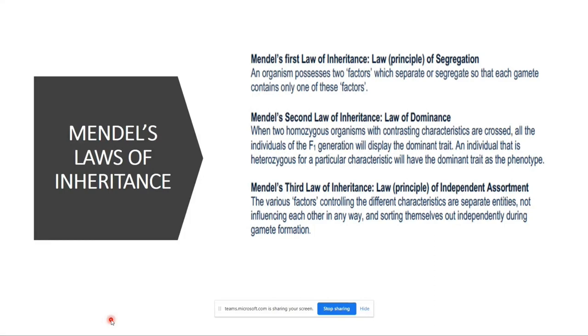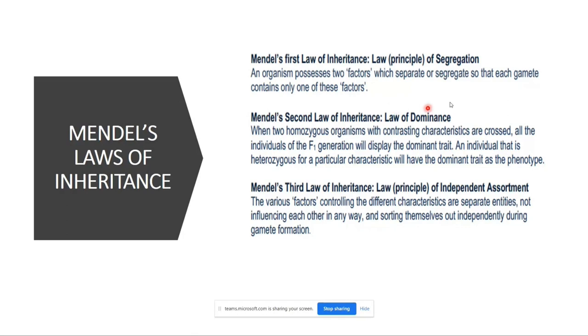Now, what is Mendel's first principle? When we do examples, I'll explain it, but this you need to study. This is just basic concepts. So the law of segregation. What does segregation mean? To separate. So what did Mendel say? Mendel said, an organism possesses two factors. Remember at that stage, Mendel didn't know anything about genes and alleles. So he said there are two factors. And now we actually know there are two alleles. And what happens to these two alleles? They separate so that each gamete contains one of the alleles.